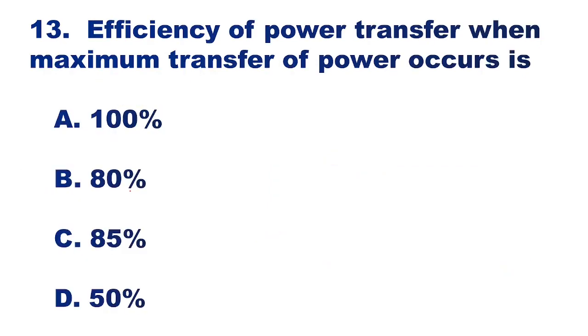Efficiency of power transfer when maximum transfer of power occurs. Okay, so efficiency of power transfer. Now, if you speak about efficiency of power transfer, when there is maximum power transfer from source to load, the efficiency is 50%. So option D is the right answer here. 50% is the answer for this. And for this, we can have a proof here.